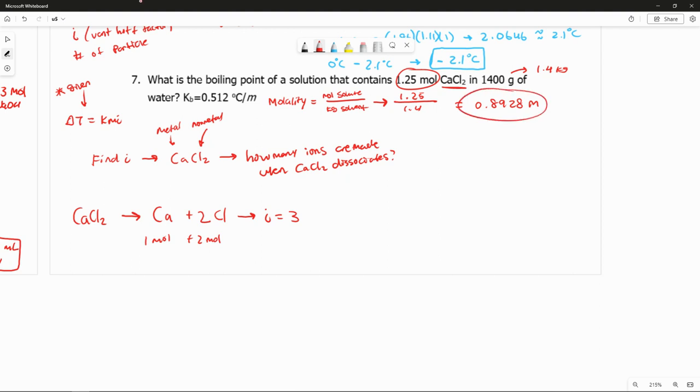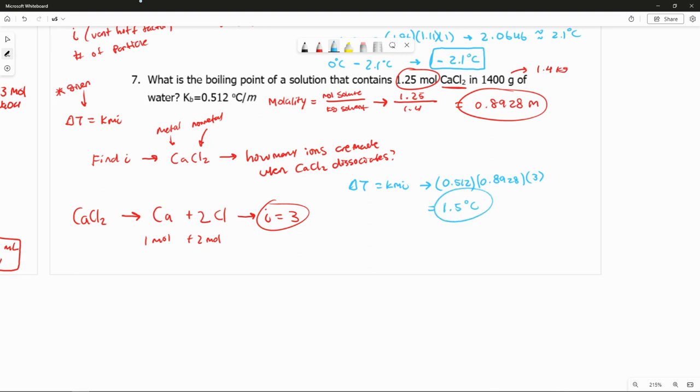With this information, we have molality, we have I, and we have K given. We can go ahead and solve for delta T. Go ahead and do this in another color. We have delta T equals KMI. K value is 0.512, as given here. M, molality, we found 0.8928, and our I value, which we found, was 3. Multiply all those out, and it is 1.5, and then we are solving for temperature, degrees Celsius.